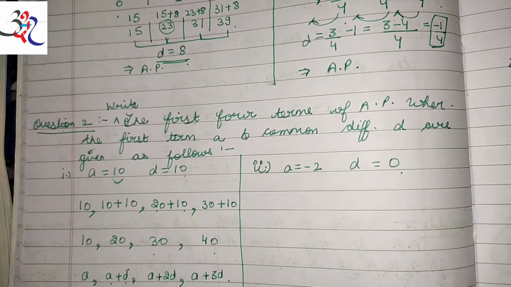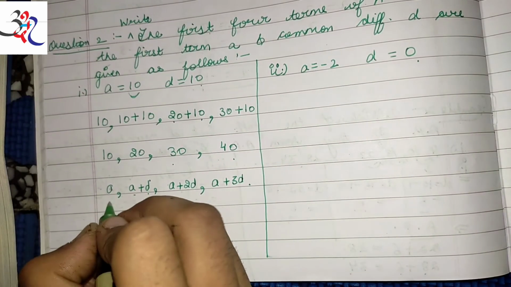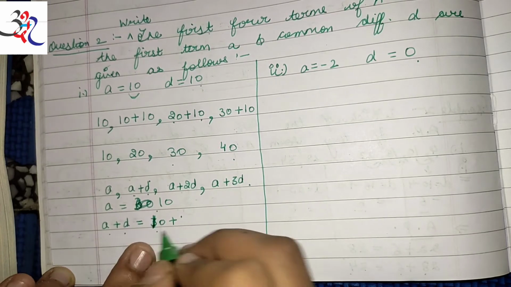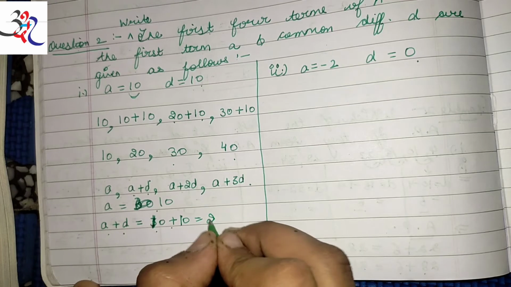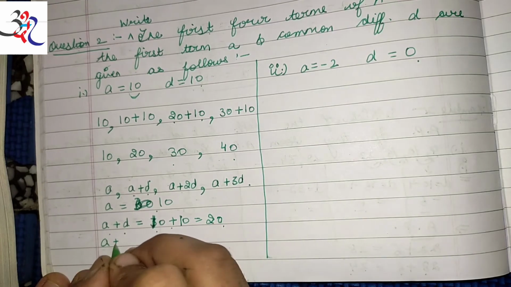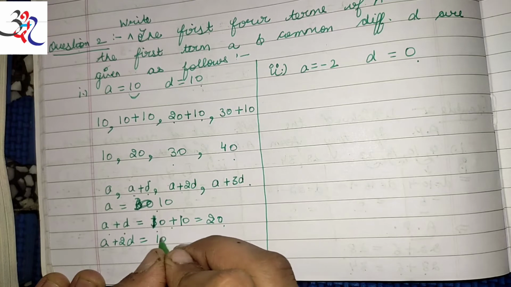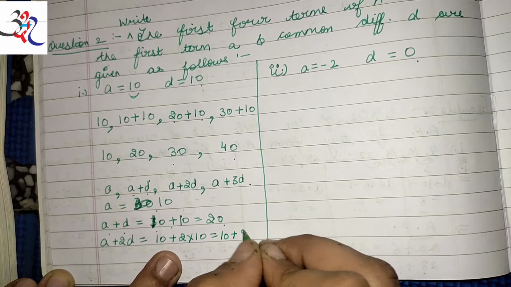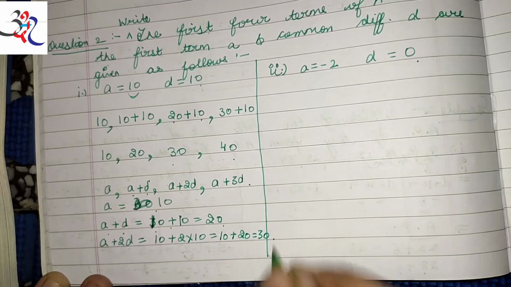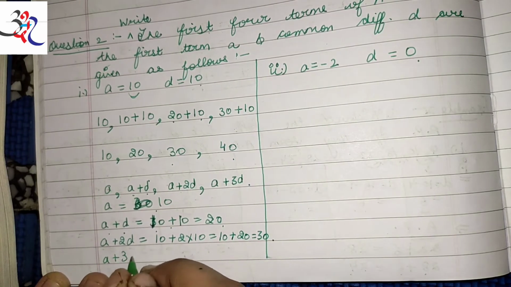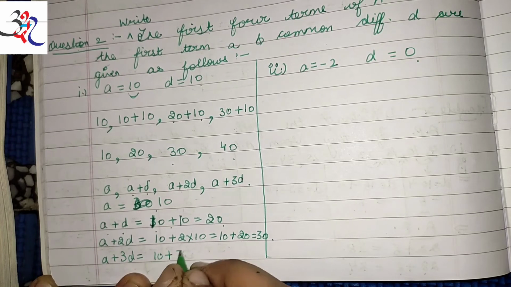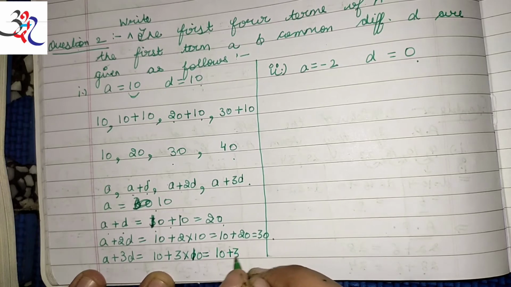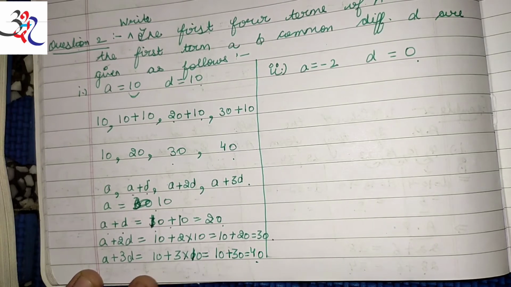So in the exam, how will you write it down? You will write that the first term is a, 10, and the second term is a plus d, which is equal to 10 plus 10, which is equal to 20, and the third term is a plus 2d, which is equal to 10 plus 2 into 10, which gives 10 plus 20, equal to 30. Then the fourth term is 10 plus 3 into d. d is 10, so I will get 10 plus 30 is equal to 40.